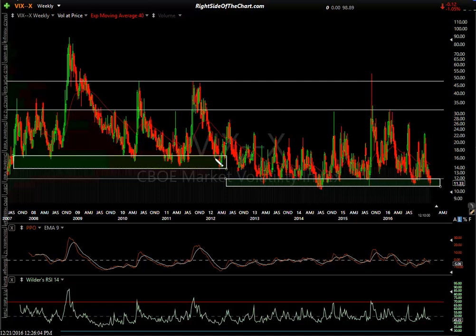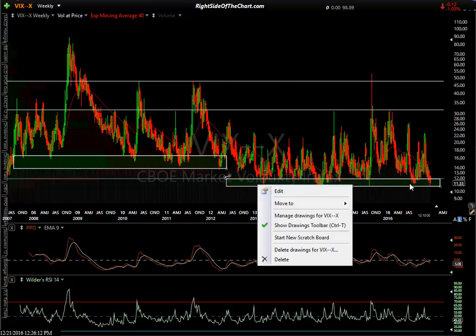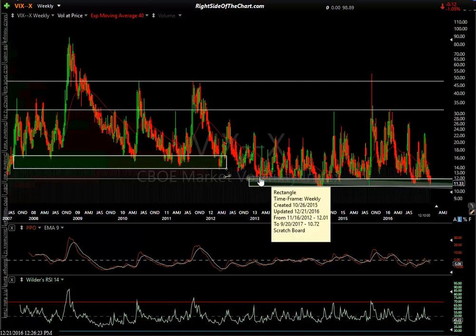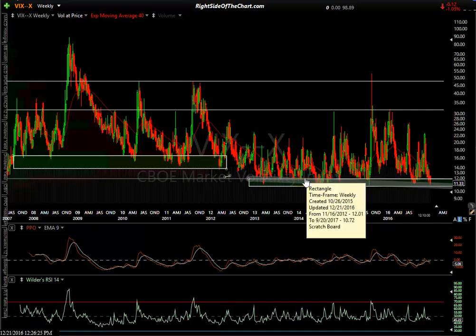I just want to point out that since mid-2012, or really if I move that over, it'd be more accurate. Let's try to grab that box, move that over here a little bit if I can. There we go. So it looks to be since late 2012. You can see this is now the bottom range of the VIX where it usually stops right at the top of that range.